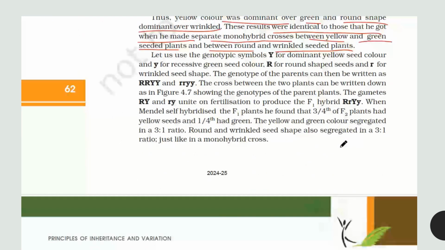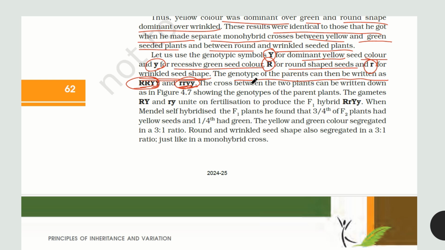Now let us see the genotypic symbols. Capital Y is for dominant yellow seed color, small y is for recessive green seed color, capital R is for round shaped seeds, and small r is for wrinkled shaped seeds. I told you this earlier. Now how do we write the genotype of the parents? A round yellow seed has the genotype RRYY, and a wrinkled green seed has the genotype rryy. Is it clear to everyone? Capital RR and capital YY is the genotype of the parent having round seed and yellow color, and small rr and small yy is the genotype of the parent having wrinkled and green seeds.